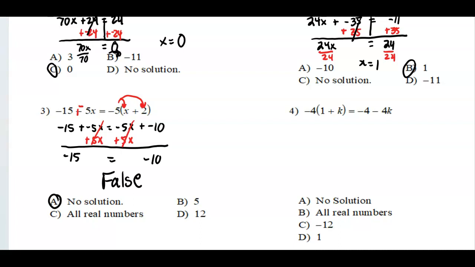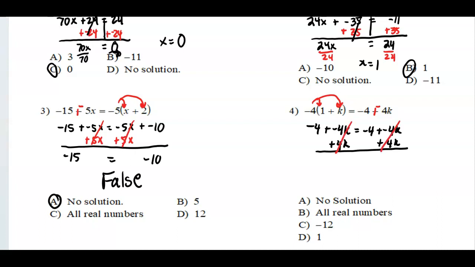All right, let's do another one. Negative 4 times 1, negative 4 times k. This is negative 4 plus negative 4k is equal to negative 4. We got a minus sign. Let's make that plus negative so we don't get confused. Plus negative 4k. Again, I got to move my variables. So I'm going to add 4k to both sides. And again, my variables cancel off. Negative 4k plus 4k, see you later.